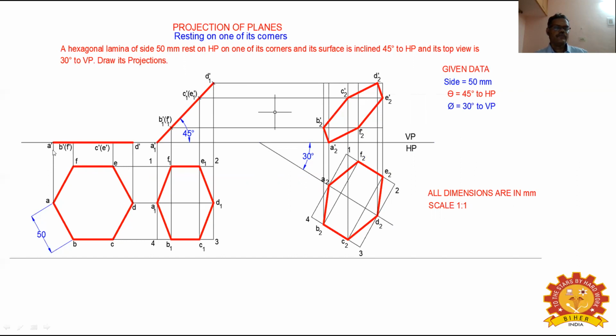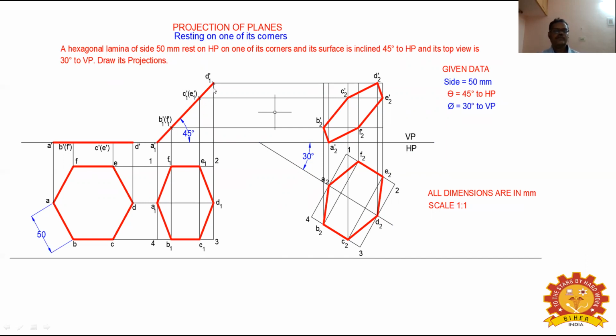From A dash to D dash, from A1 dash as center, cut an arc, mark as D1 dash. From A dash to B dash, here also from A1 dash to B dash, cut an arc, mark as B1 and F1. Similarly, from A dash to C dash, from A1 dash as center, cut an arc, mark as C1 dash, E1 dash.